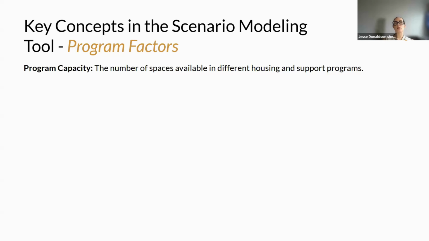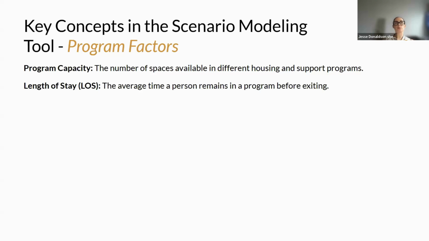Program factors: the number of spaces available in different housing and support programs. If you're a systems manager, or part of a large nonprofit, this is the number one thing you need to know. This is the most important. Developing an inventory is the secret to unlocking this, and an inventory you can't estimate. You really need to know what those spaces are and what program they belong to.